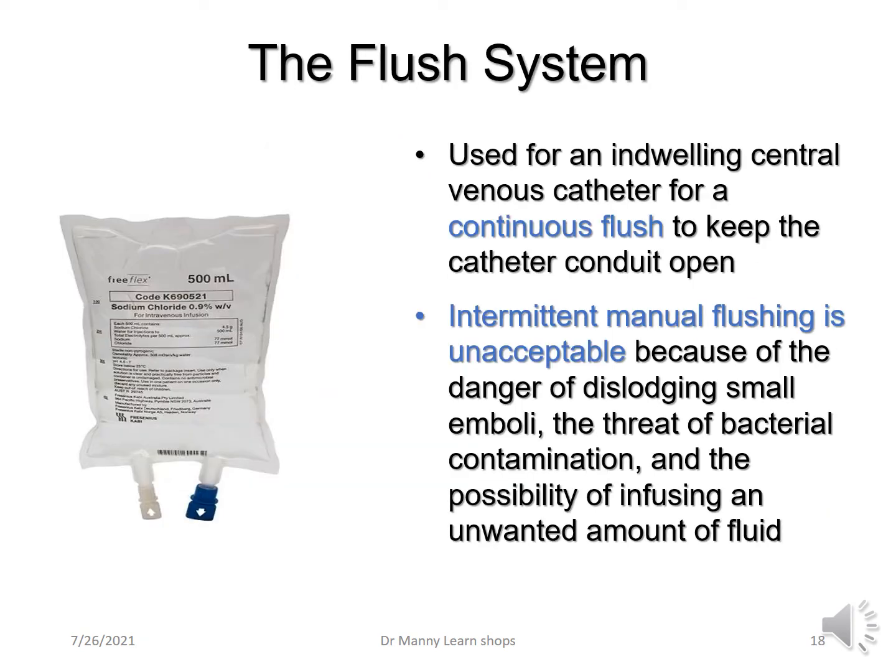The flush system. Well, this is used for an indwelling central venous catheter for a continuous flush to keep the catheter conduit, passageway, lumen open. Intermittent manual flushing is unacceptable because of the danger of dislodging small emboli directly into the heart and the threat of bacterial contamination and possibly of infusing an unwanted amount of fluid.